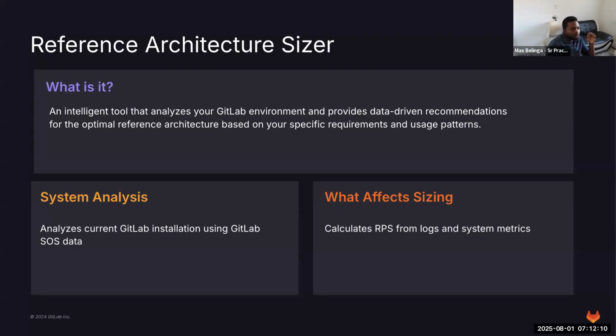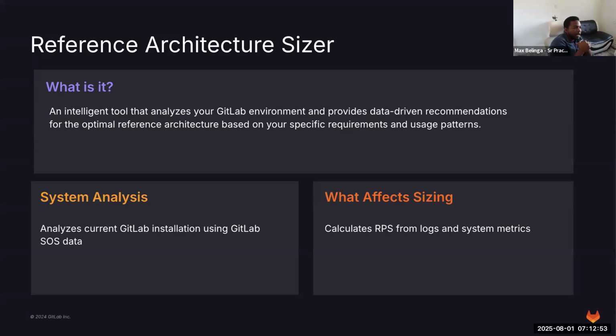Now let's introduce the sizer tool. This tool represents a kind of advancement in how we approach customer sizing in general. It integrates with GitLab SOS, which many of you already use for support cases, so we can also use that for sizing recommendations. The tool doesn't just look at user count; it also analyzes, as I said, request patterns, system performance, and usage characteristics. And most importantly, it follows our official reference architecture decision tree logic.